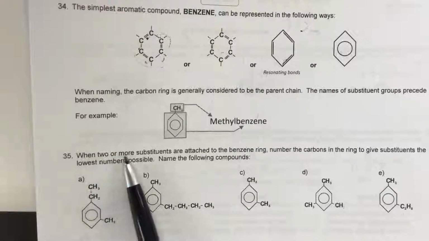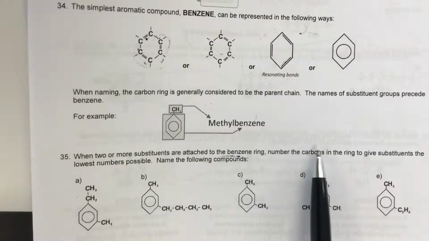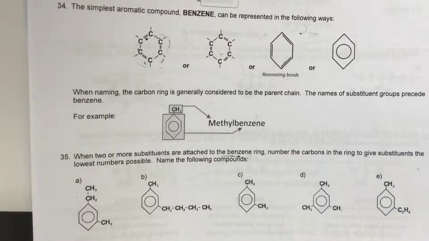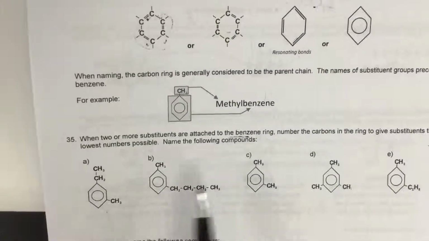And it says, when 2 or more substituents are attached to the benzene ring, number the carbons in the ring to give the substituents the lowest numbers possible. Name the following compounds. Okay? And then if the numbering is possible either way, then you want to put them in alphabetical order so that the one that comes first in the alphabet has the lowest possible number. So this is a good example of this, our first one.